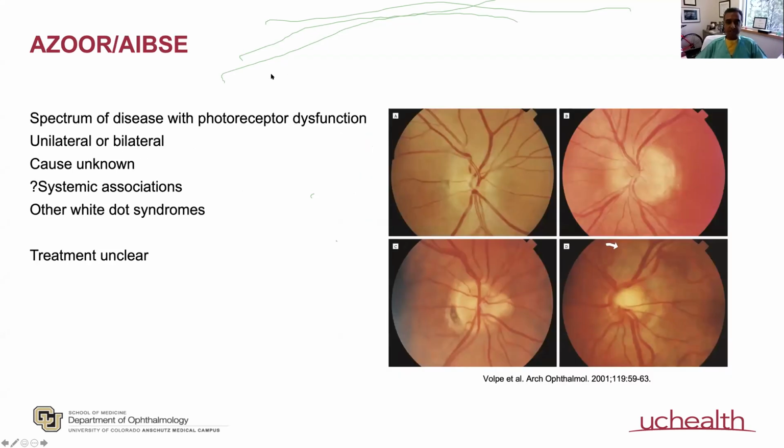And so this is another cause of photopsias, AZOOR, the acute zonal occult outer retinopathy, or acute enlargement of the blind spot syndrome. These two conditions are a spectrum of disease with photoreceptor dysfunction. That photoreceptor dysfunction can be unilateral or bilateral. We don't know what causes it. The cause remains unknown. I'm not convinced that there are any true systemic associations with it, certainly not demyelinating disease. It is thought to fall into the spectrum of other white dot syndromes.